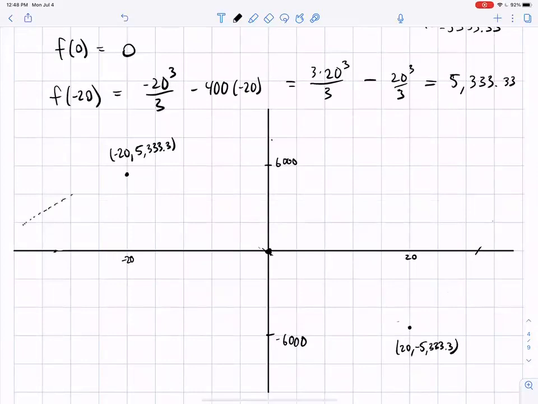And so the function will look something like this. It's increasing, and then it hits there, and it's decreasing till it goes through the middle. Then it changes inflection until it rounds out there, and then it comes back up like that.